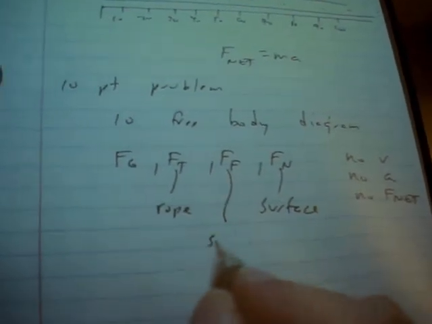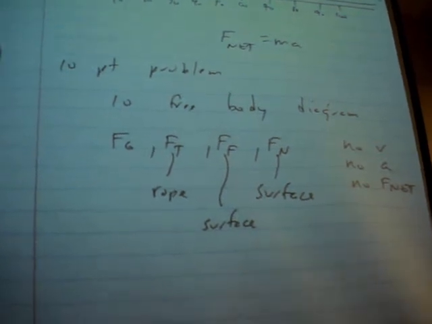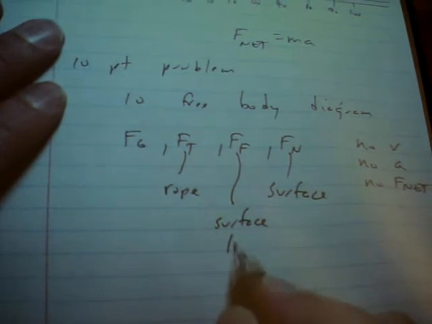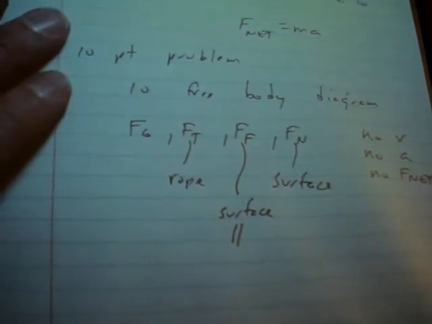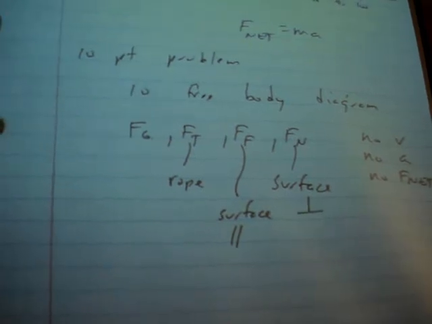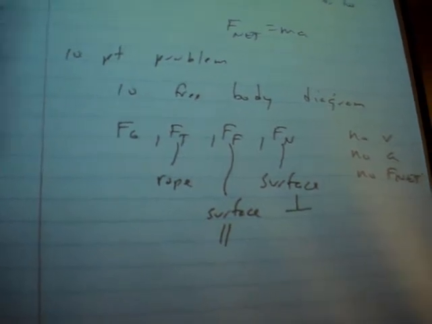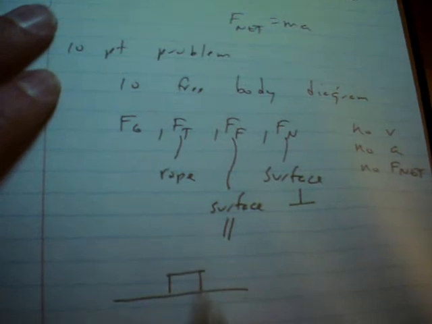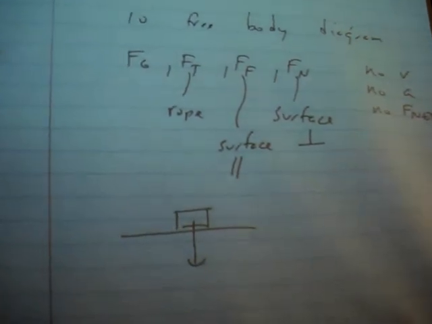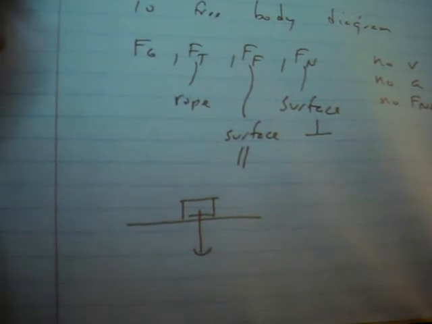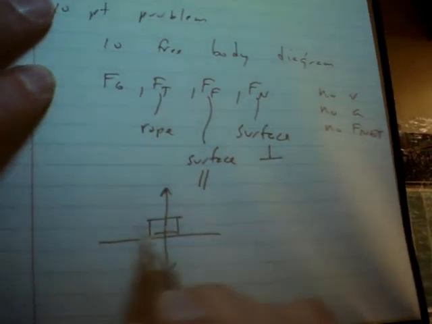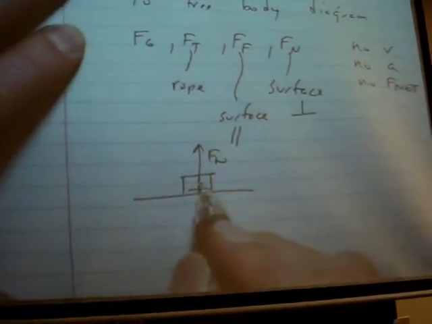So this has to have a surface, and what's the direction of friction in comparison to the surface? Opposite to the motion. So it's always parallel to the surface, right? Yeah. Normal force is perpendicular to the surface. Does it ever go into the surface? If this is the surface and here's the box, this would be perpendicular to the surface, right? But it always goes away from the surface. So it has to go up. So it's always away from the surface, perpendicular.